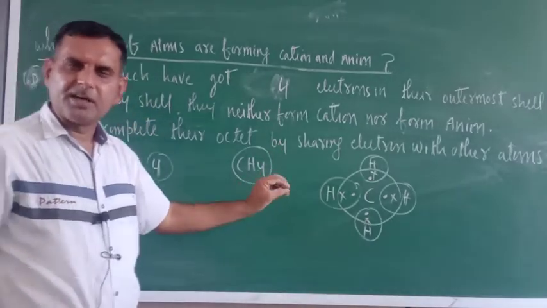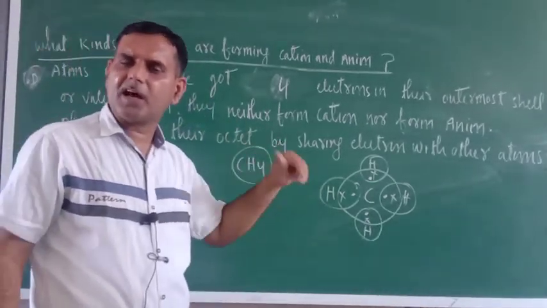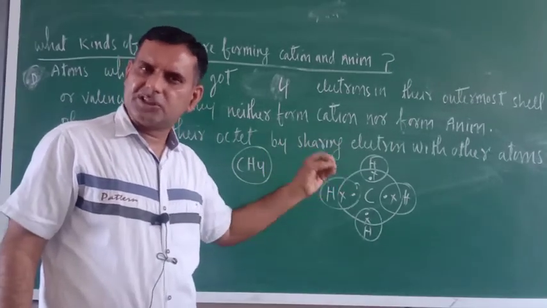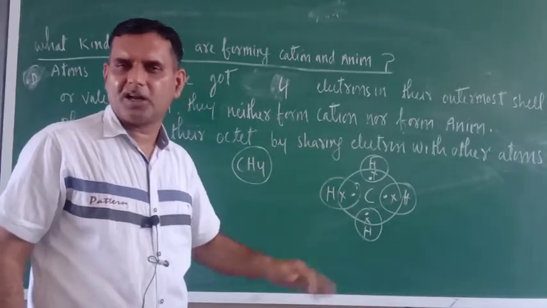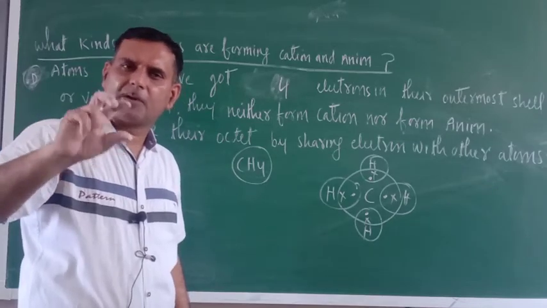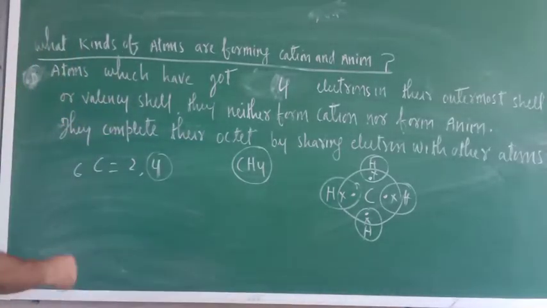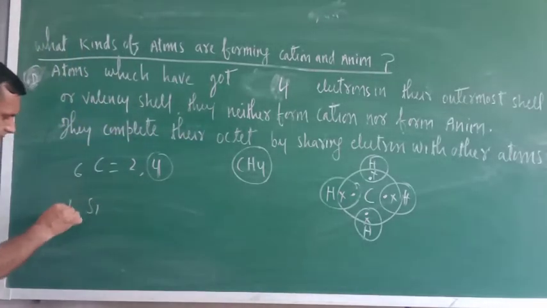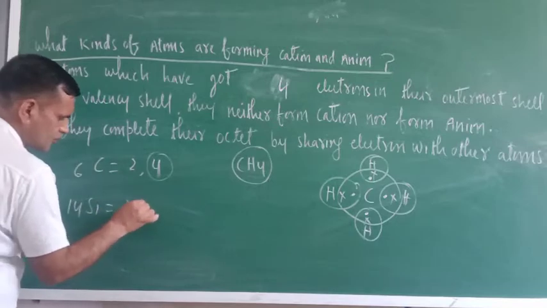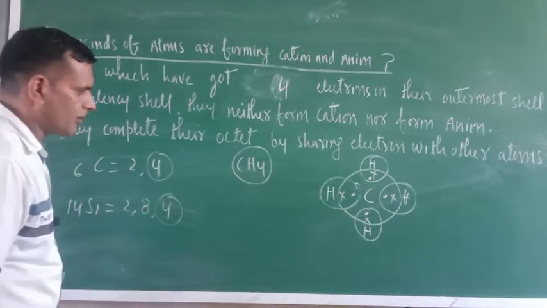So just see, when they are sharing electron, at that time they will neither form cation nor anion, they will just share their electron, and those shared electron will not be the property of one particular atom, they will be the property of both atoms. Same is the case with silicon, Si 14 is there, so this is 2 8 4, it has also got 4 electron in its outermost shell.